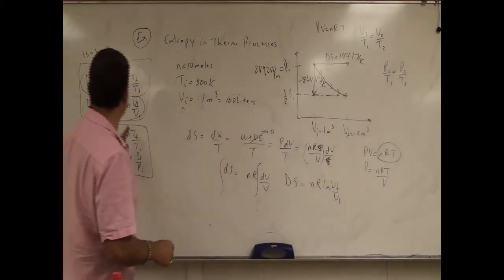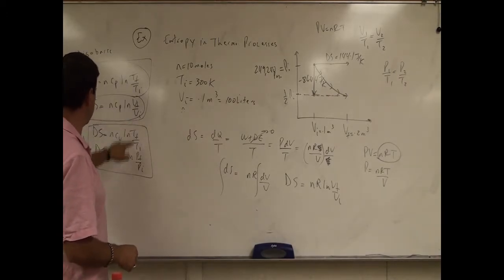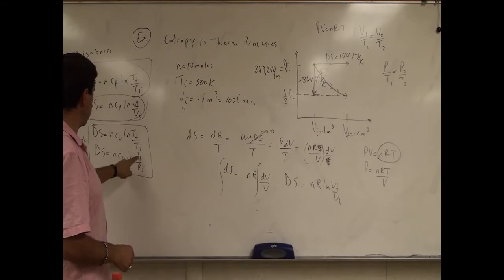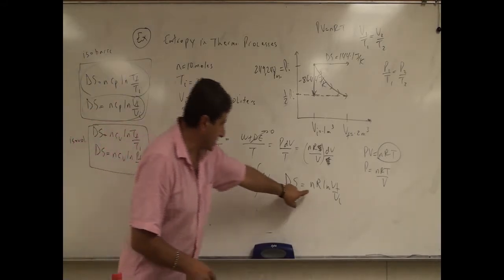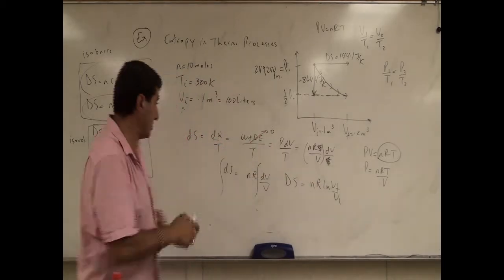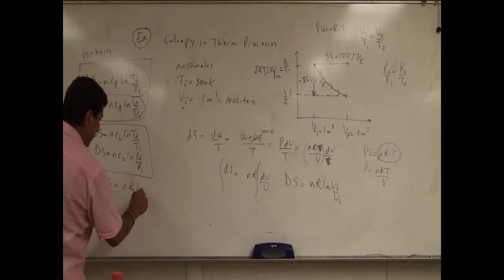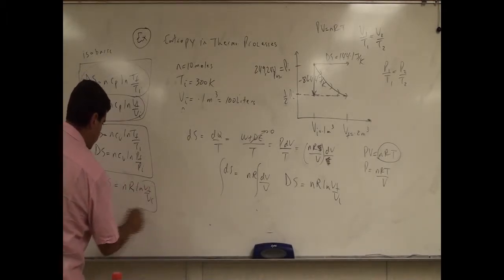So it looks like these equations: nCp ln T final over T initial, nCp ln V final over V initial. This is nCv ln T final over T initial, P final over P initial. So how is that different? Instead of nCv or Cp, it's just nR. So the change in entropy is nR ln V final over V initial.